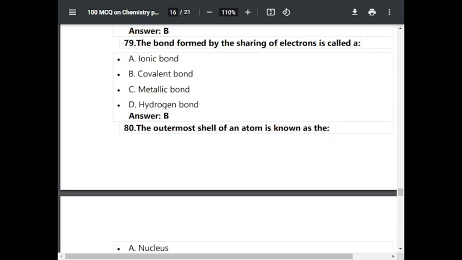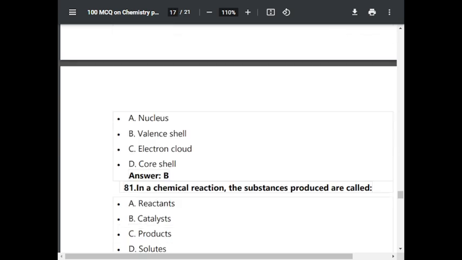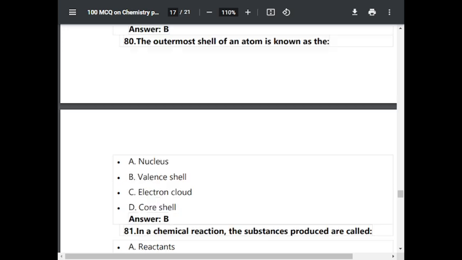Question number 80. The outermost shell of an atom is known as. Option A nucleus, option B valence shell, option C electron cloud, option D core shell. The correct answer is B, valence shell. The outermost shell of an atom is known as the valence shell. Option B is correct.